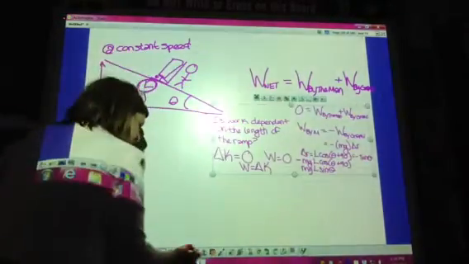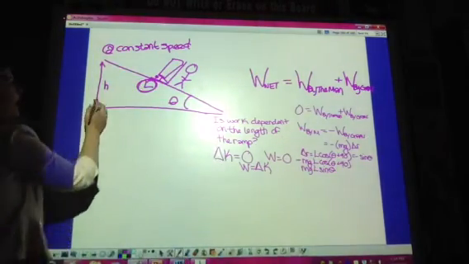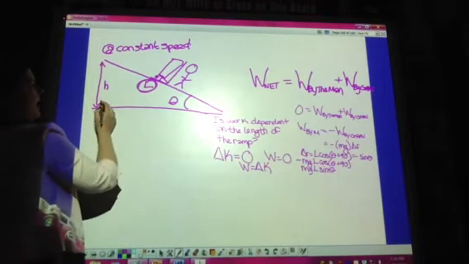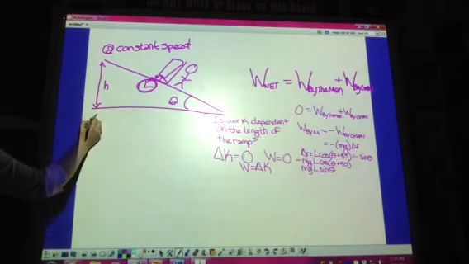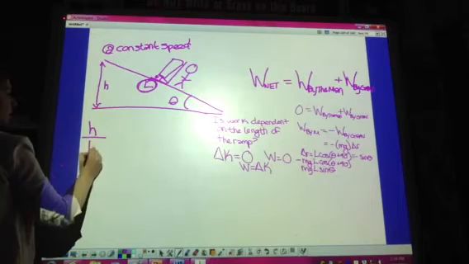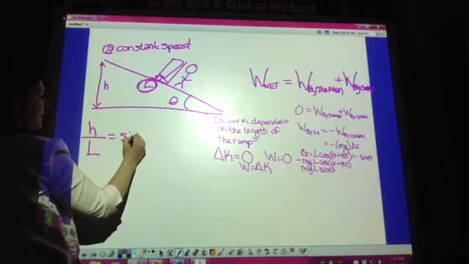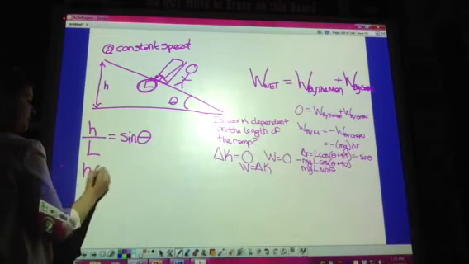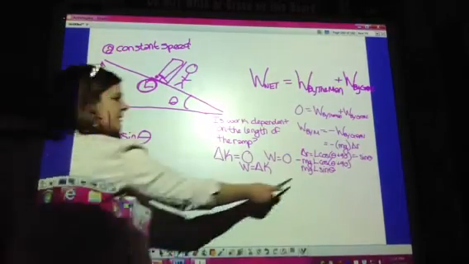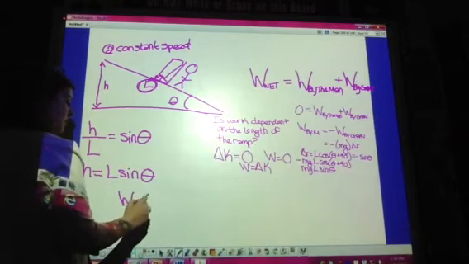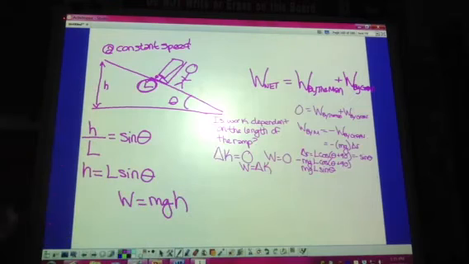Okay. There's another thing we can write for this L sine theta. I know that height, length, and theta are all related to one another, because my opposite over my hypotenuse, height over L, is equal to sine theta. So I could say that h equals L times sine theta. So instead of L sine theta, work by the man is actually mg h.